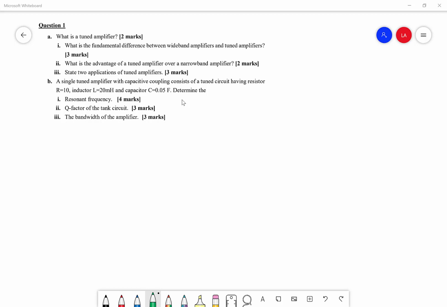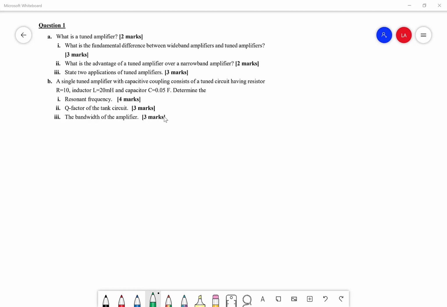This evening I'm just going to try and solve the midterm question for our Electronics 2 class. This covers all that we did in chapter 1 of our Electronics 2 course. So briefly and quickly go through these questions and try and solve them.